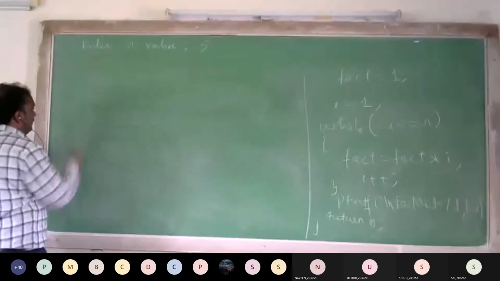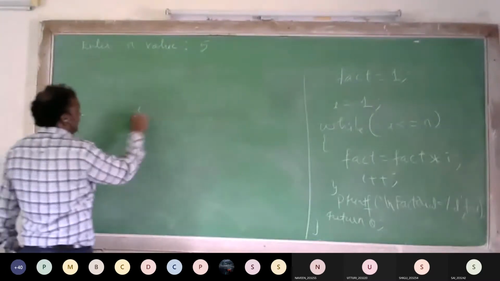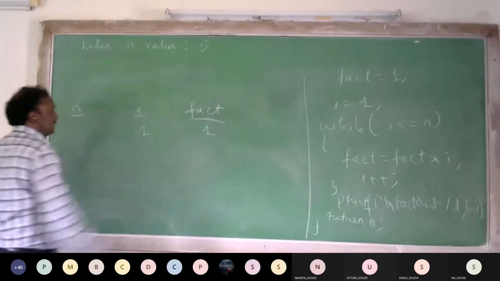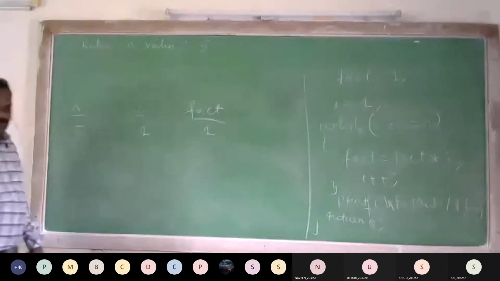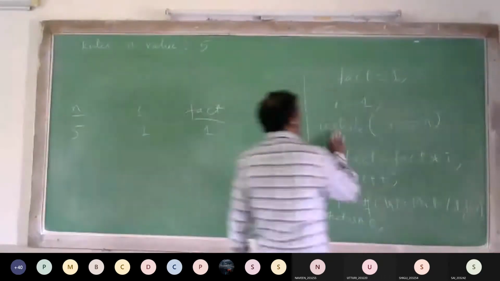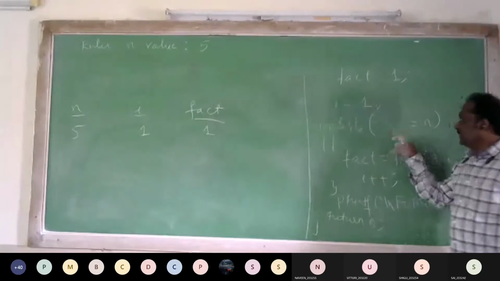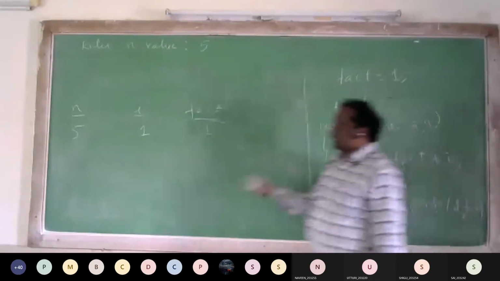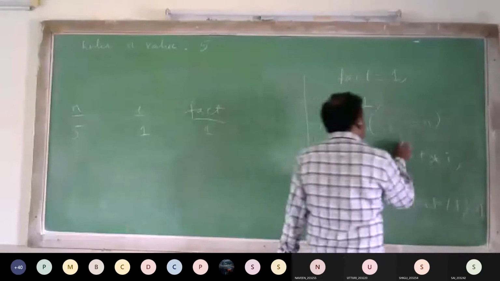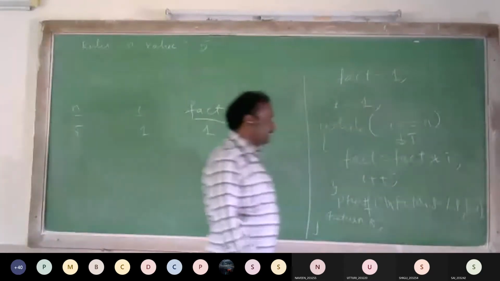Now this is n, this is I, this is fact. Initially fact is 1, I is 1, and n value has become 5. Now test this condition: 1 is less than or equal to n. 1 is less than or equal to 5. Yes, true. True means inside.